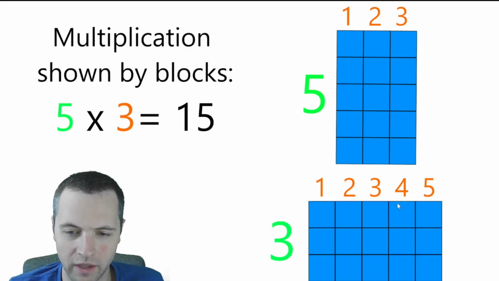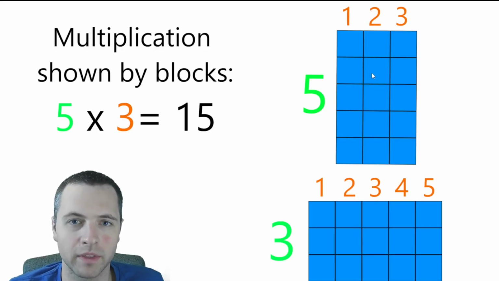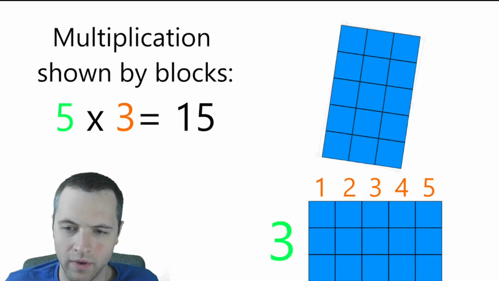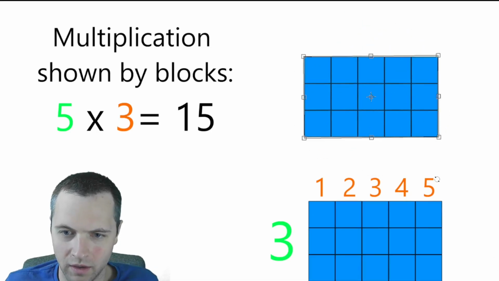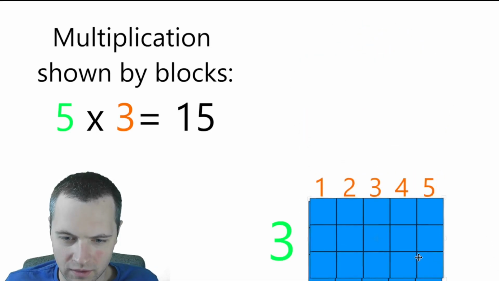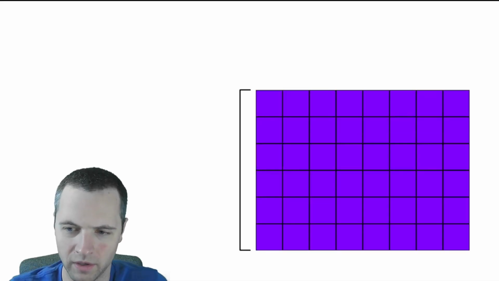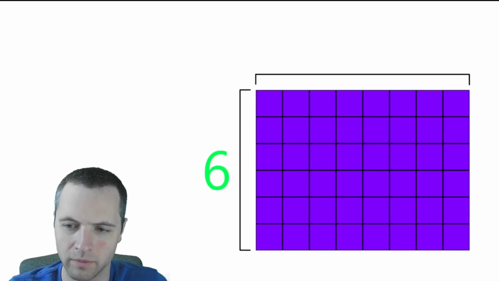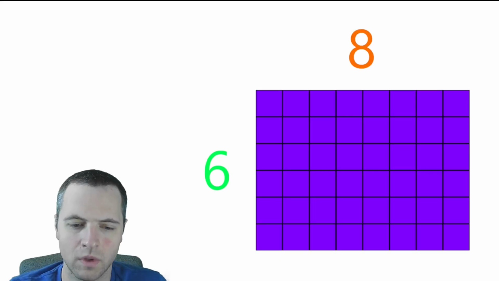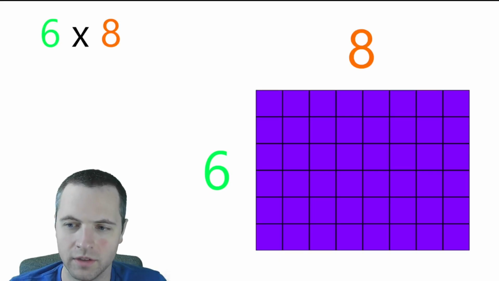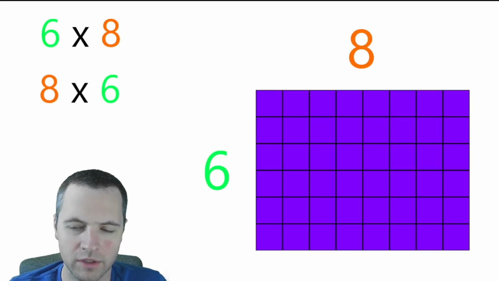So this grid down here shows 3 times 5, and this grid up here shows 5 times 3, but they're actually the same. If I rotate this and move it down, we can see that it's the same. Anytime you multiply 2 numbers together, it can be shown on this grid. For example, 6 and 8. From here to here, we have 6, and from here to here, we have 8. So there's 2 different ways you could look at this, 6 times 8 and 8 times 6.